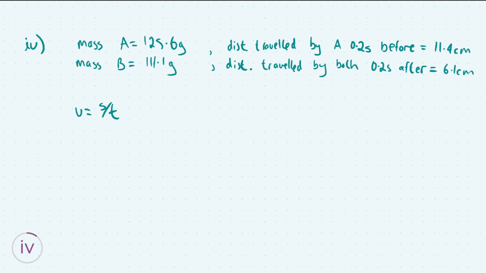We know the distance travelled by A 0.2 seconds before the collision. We are given a time and we are also given a distance. By plugging this into our formula, we are able to find the velocity of A just before the collision, which is our initial velocity. Here I've plugged in the information that we know. One difference though is that I have converted our 11.4 centimeters, or our distance travelled, into meters. I've done this by dividing by 100.